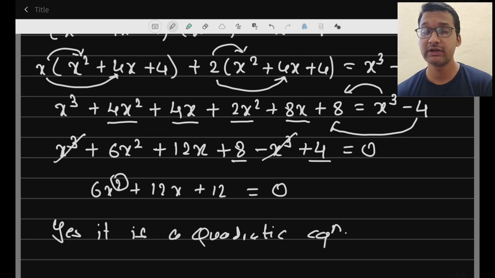So I hope that you have understood how to check whether a given equation is quadratic or not. Don't directly tell that it is a quadratic equation or not. If the equation requires little bit of simplifying, we will have to simplify, and finally when we get the equation in the form of standard form of quadratic equation, then we can say it is a quadratic equation or not.